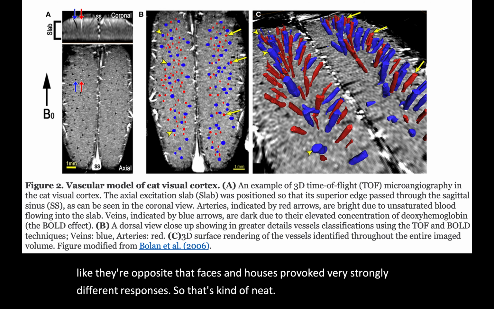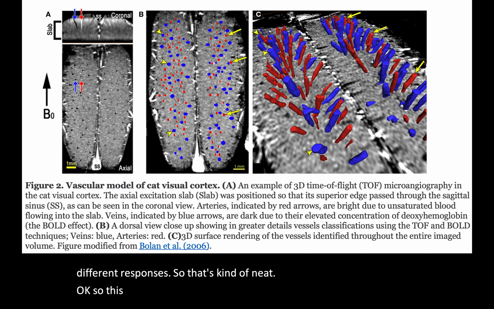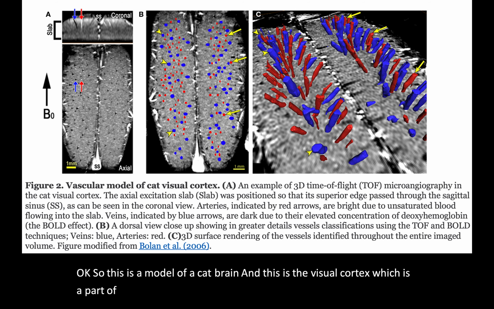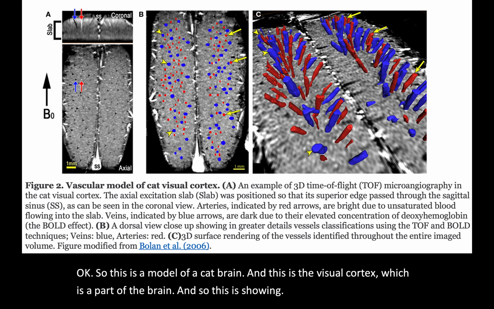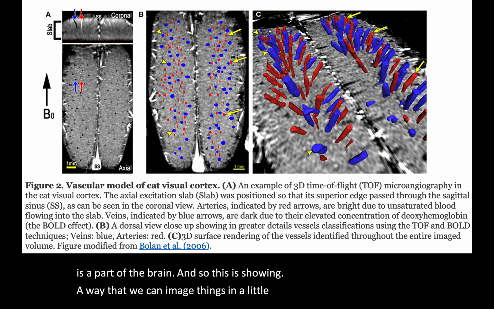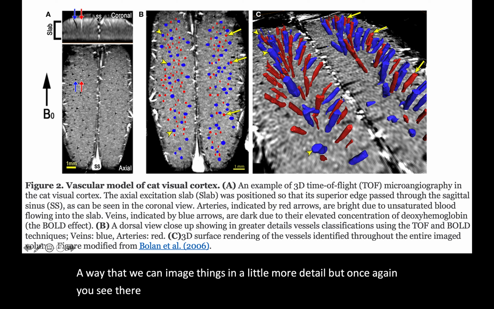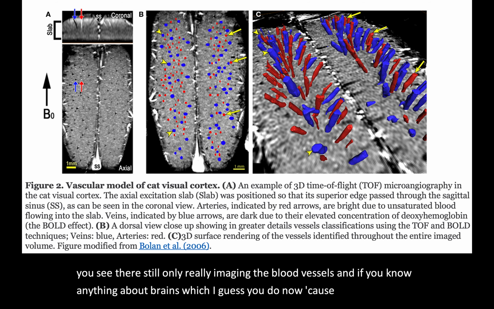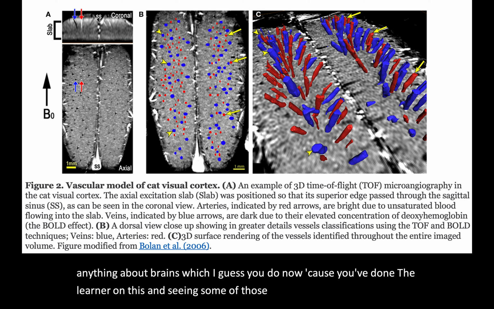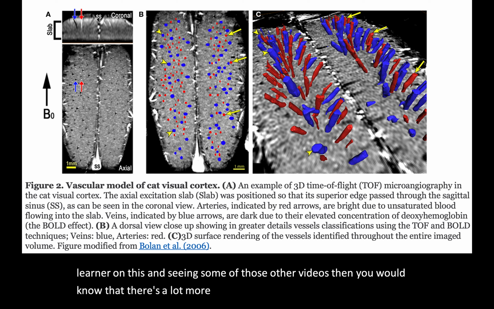Okay. So this is a model of a cat brain, and this is the visual cortex, which is a part of the brain. This is showing a way that we can image things in a little more detail. But once again, they're still only really imaging the blood vessels. If you know anything about brains, which I guess you do now because you've done the learner on this and seen some of those other videos, then you would know that there's a lot more to brains than just blood flow. Blood flow tells you almost nothing about brains.